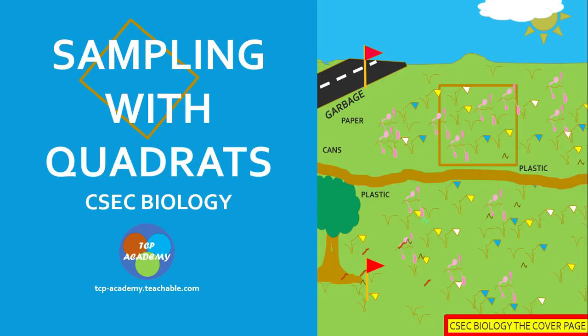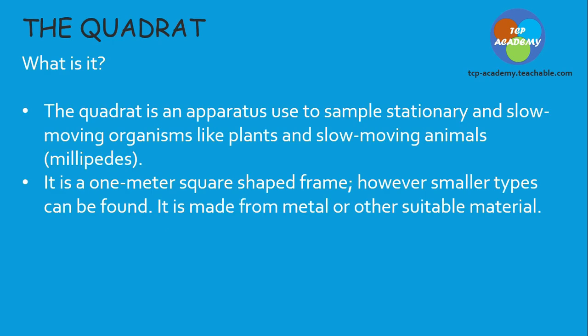We're sampling with a quadrat today for CXC Biology, and we are going to be outlining a number of things that are supposed to be captured in your lab if you are to sample with the quadrat. If you are not sampling with the quadrat, once you go out to do some sampling, there are some things that should be captured in your assignment or your lab report. We're going to be looking at those today. So let's find out what the quadrat actually is.